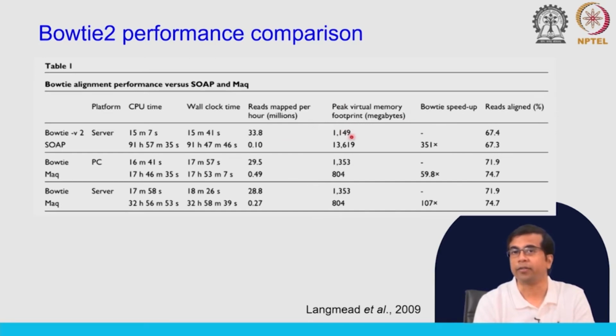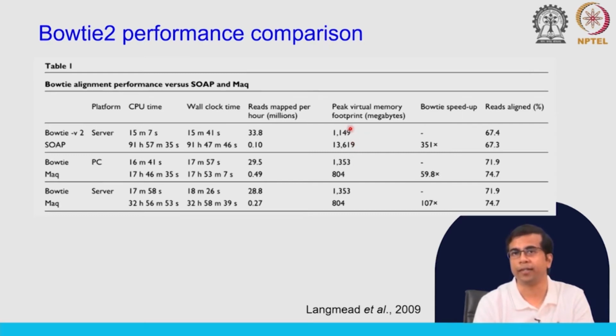Also you can see the virtual memory, the memory footprint in megabytes, so how much memory it is taking. Bowtie2 took about 1150 MB, so it's about 1.2 GB, whereas for SOAP it's much higher, around 14 GB.